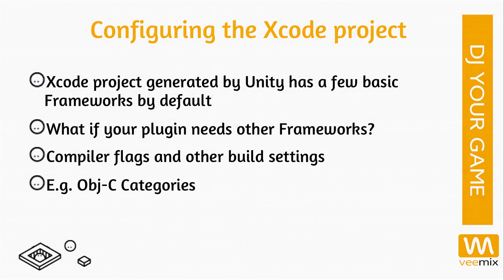So the native code in your project has to live in a plugins folder in your Unity project when you build your player. But Unity generates an Xcode project. When you build the player, it doesn't automatically add your native code or other resources to that new Xcode project. Additionally, your project's target might need to be linked to other iOS libraries. You may need to set compiler flags or other build settings.